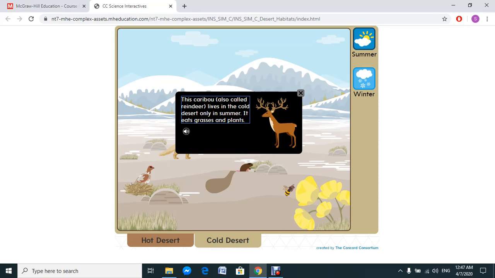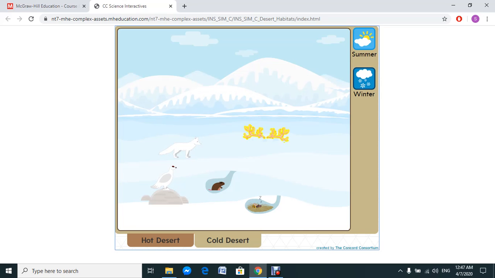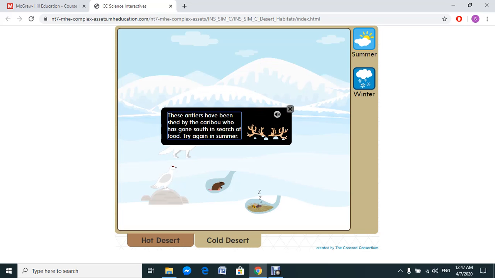Let's see this. Yes, so it lives in cold deserts only in summer because it can find food. Now let's turn it to winter and see what will happen. Oh, look at this animal. Yes, so it is shaped so it can move easier. It went to another place and it will come back in summer.